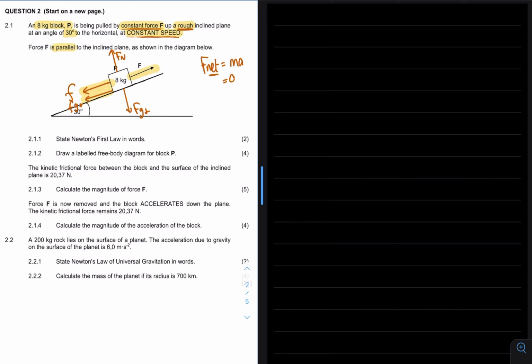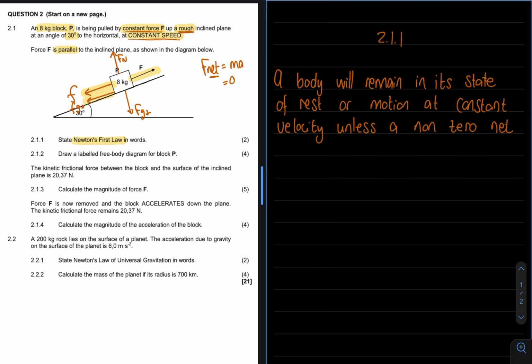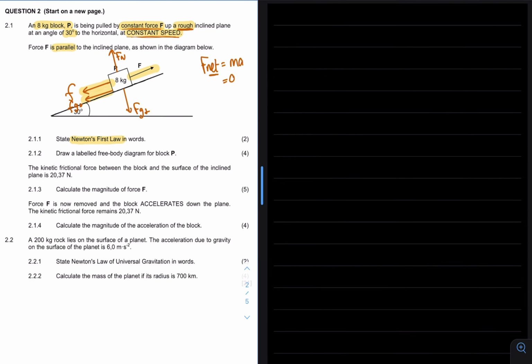2.1.1 asks to state Newton's first law in words. 2.1.2 asks to draw a labeled free body diagram of the block P.